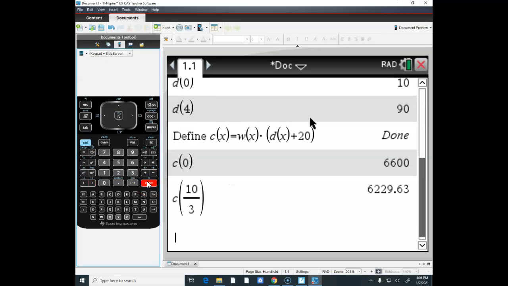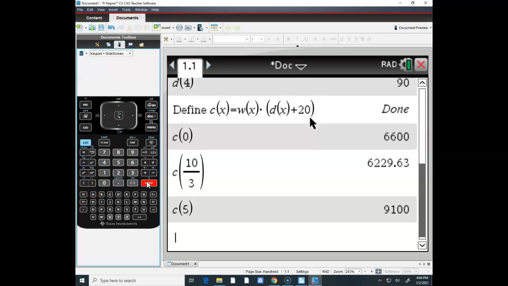And I also want to know what is my cost at 10/3 down the river, or 3 1/3. That's going to be 6229.63. And I also want to know what is the cost at the end of the river at 5, and that would have been $9,100. So we can see we did actually minimize our cost when x is 10/3 miles down the river.